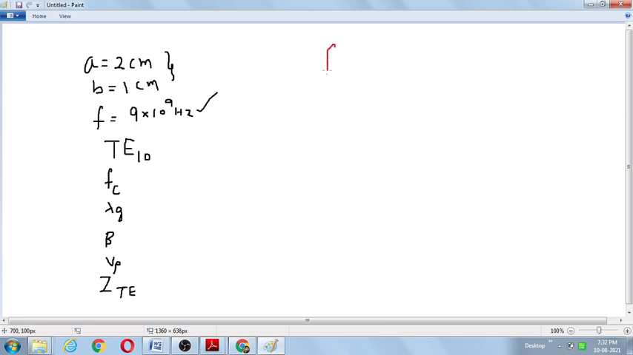So cutoff frequency f suffix c is equal to c by lambda c. Here c is the velocity of light, velocity of electromagnetic wave in free space, that is equal to 3 into 10 power 8 meter per second, or 3 into 10 power 10 centimeter per second.